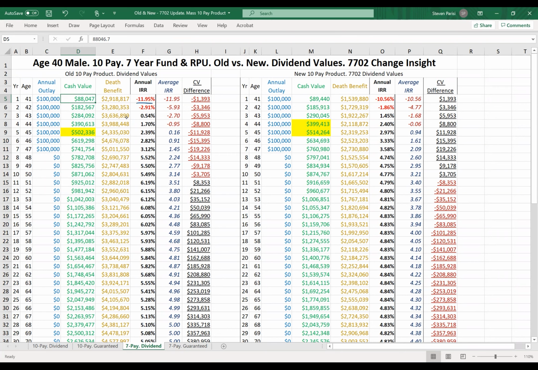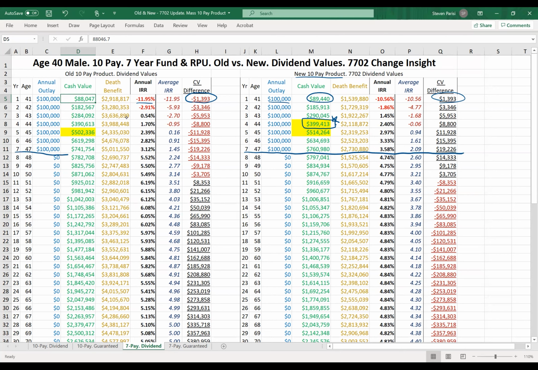Annual IRR, about -12. Compared to the new one, you've got about $1,400 less in year 1. New 10-pay product, 100K in, 89% right off the bat. There's the $1,400 more. When's your break even? Just about year 4, which looks good. Year 7, reduced paid up.